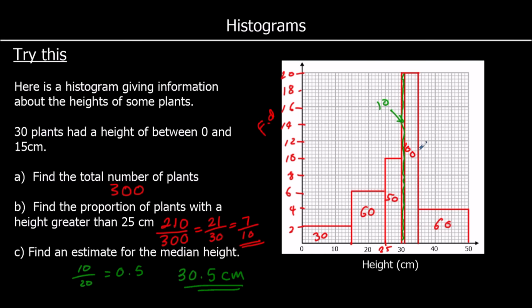We could have also said 10 is a tenth of the 100 group. So it was 5 wide. So we want to go in a tenth of 5, which is 0.5. So our median is 30.5 centimeters.